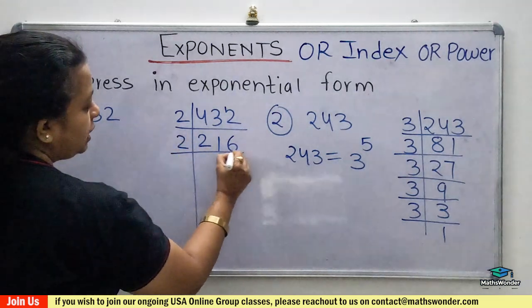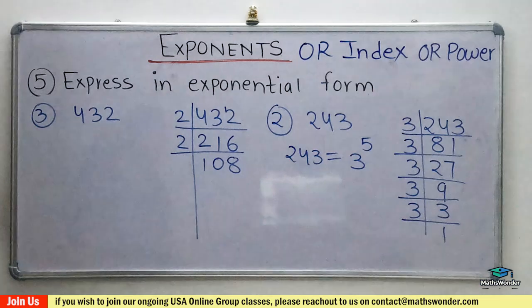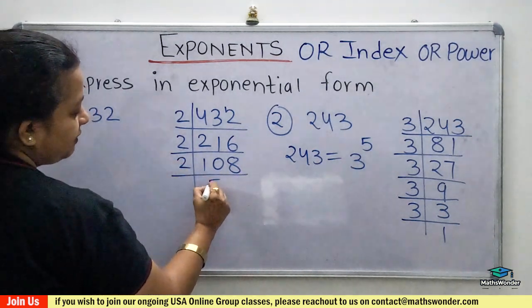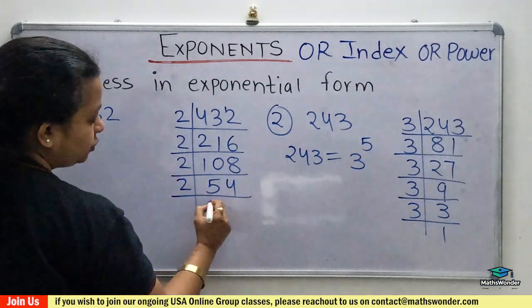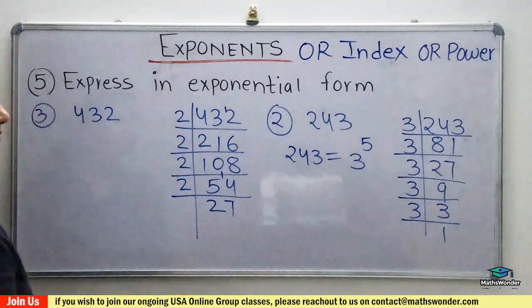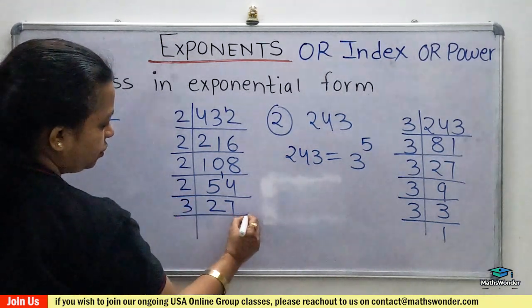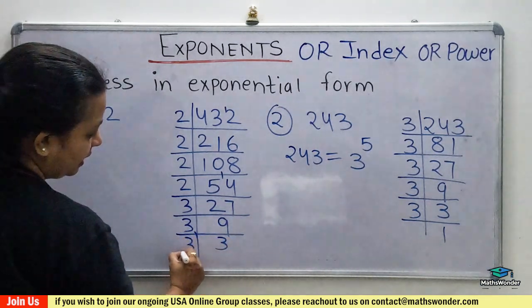Easy, yeah. So, 2 times 1 is 2. 2 times 8 is 16. We need to add 0 in between because we are taking two numbers together. You have to give 0 here. 2 times 5 is 10. 2 times 4 is 8. Right? Then 54 is again divisible by 2. 2 times 2 is 4. 2 times 7 is 14. But 27 is not divisible by 2, so now we'll take 3. 3 times 9 is 27. 3 times 3 is 9 and 3 times 1 is 3.